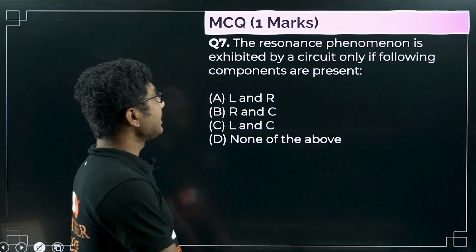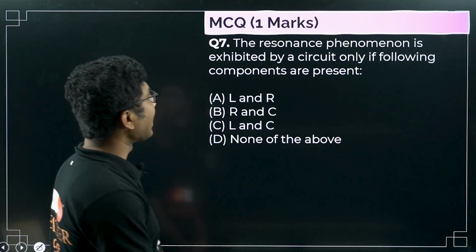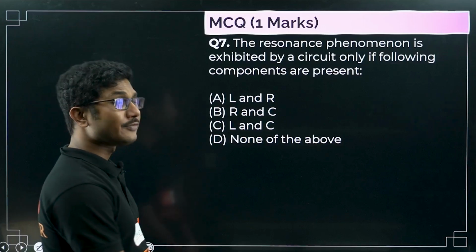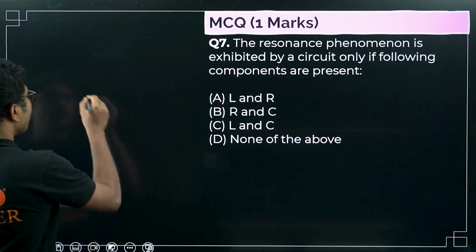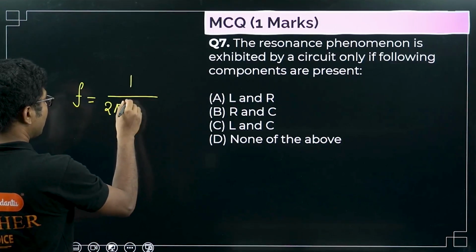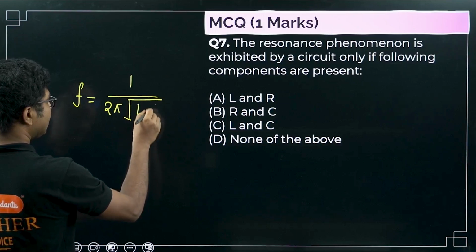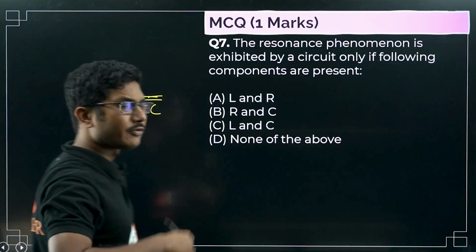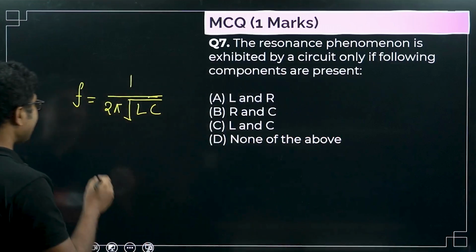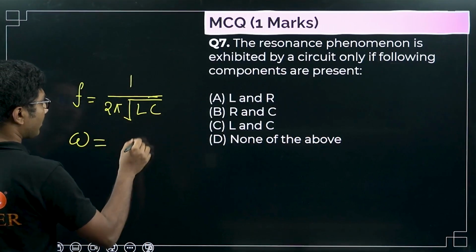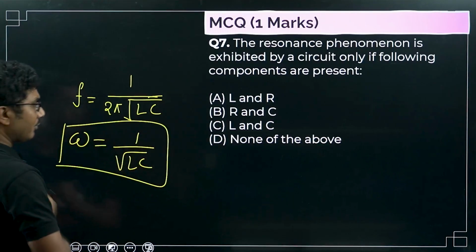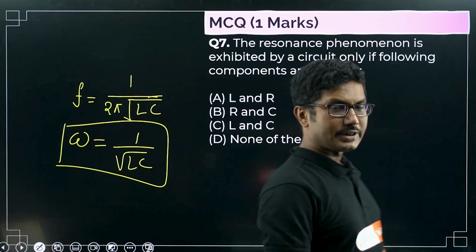Okay. The resonance phenomenon is exhibited by a circuit only if the following components are present. If you remember the resonance frequency, the formula for resonance frequency is 1 by 2 pi square root of LC. And in terms of angular frequency, it is only 1 by root LC, okay, but in terms of frequency it is 1 by 2 pi root LC.